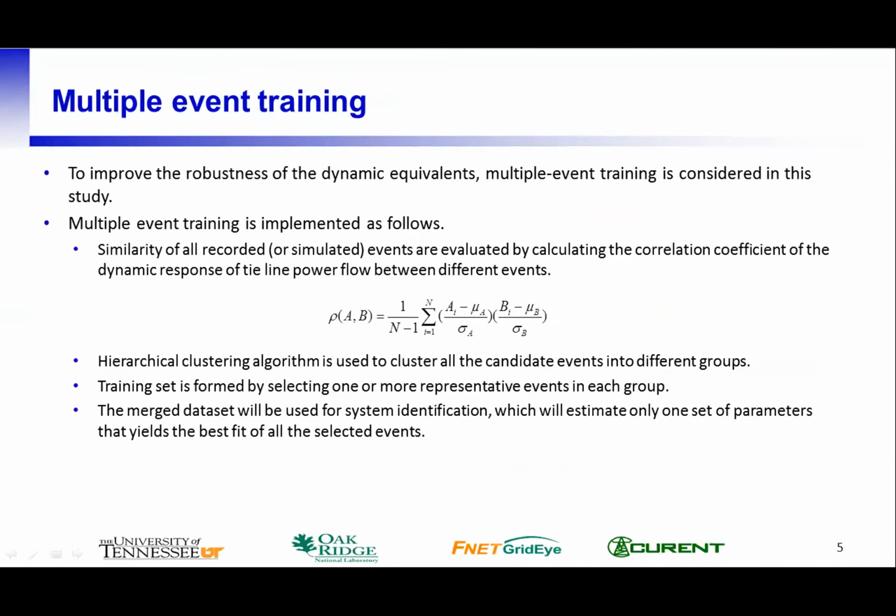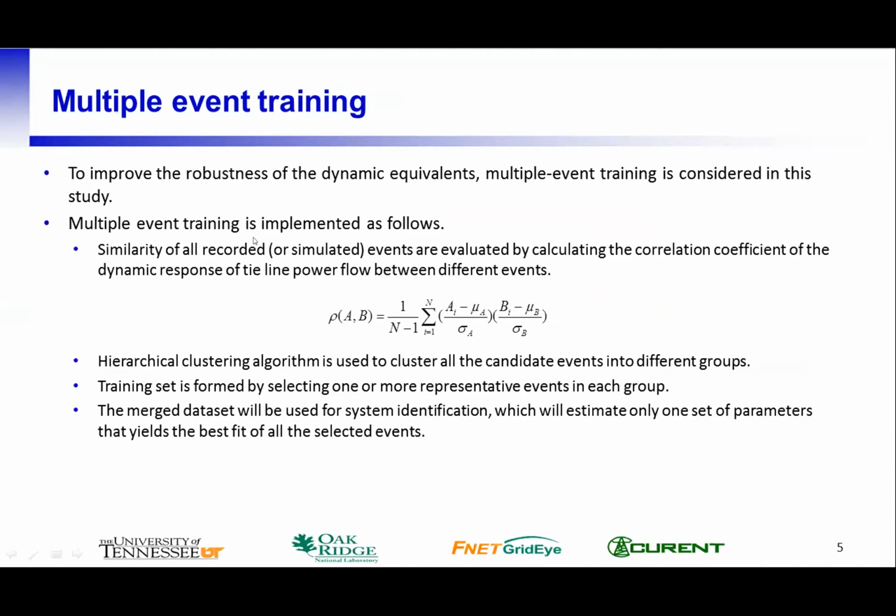So as I mentioned before, in our previous work, the training stage only involves a single event, making the dynamic equivalent less robust when a test event is much different. So to improve this, multiple event training is proposed in our study.